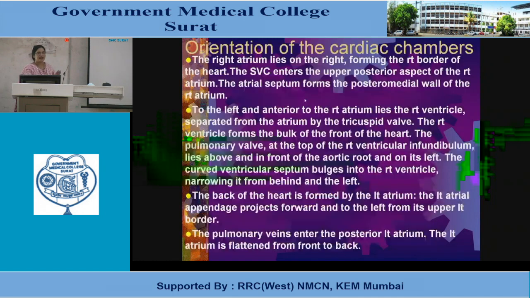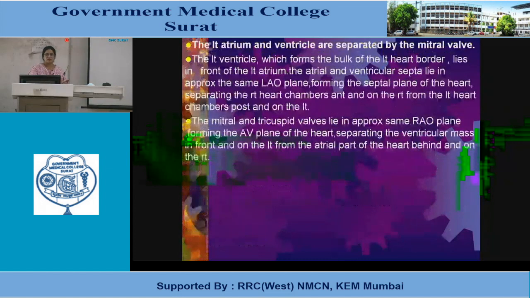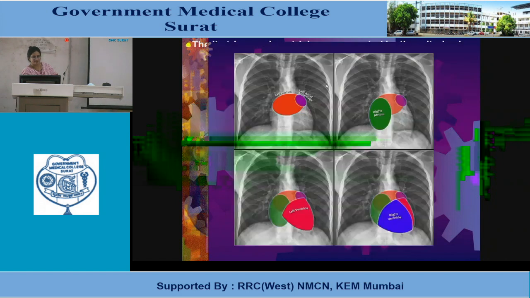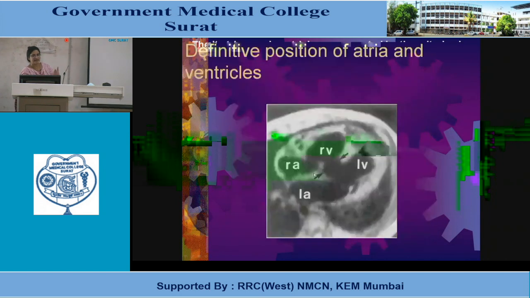Now the left atrium and the ventricle, as you know, are separated by the mitral valve. The left ventricle, which forms the bulk of the left heart border, lies in front of the left atrium. The atrial and ventricular septae lie in approximately the same LAO plane, forming the septal plane of the heart, separating the right heart chambers anteriorly and on the right from the left heart chambers posteriorly and on the left. So you can see that the atrial and the ventricular septae lie in the left anterior oblique position, separating the right-sided chambers anteriorly and on the right from left-sided chambers posteriorly and on the left side.